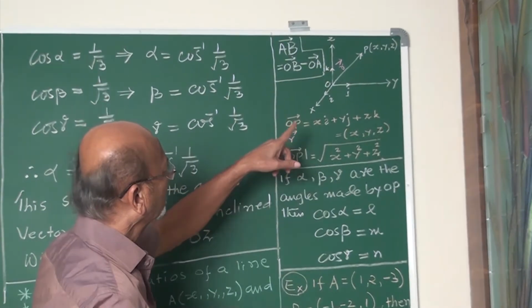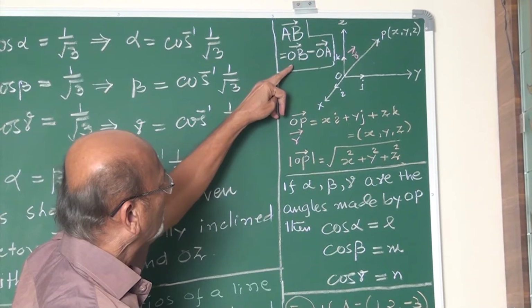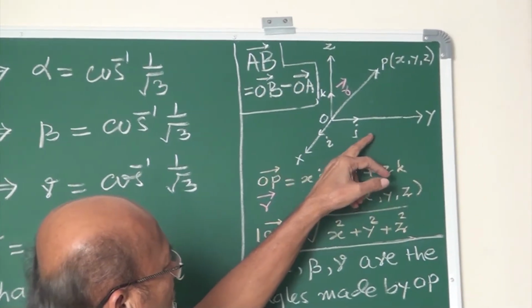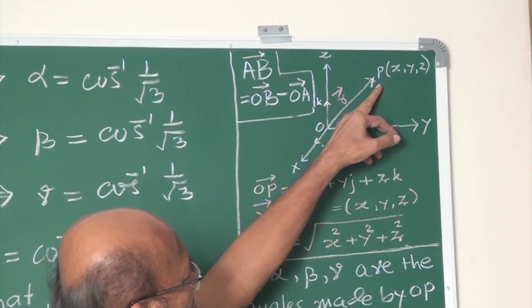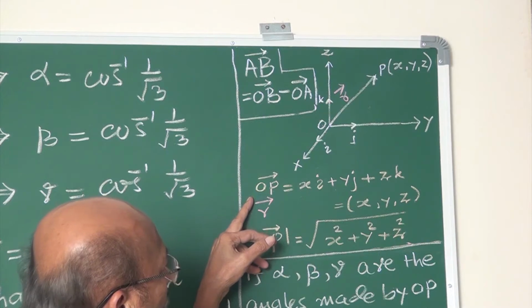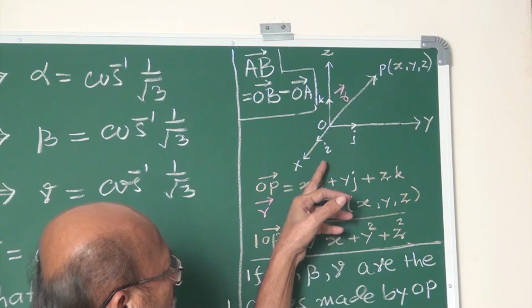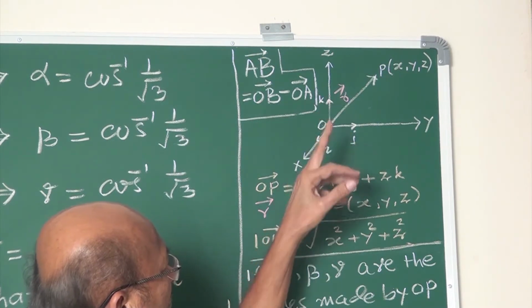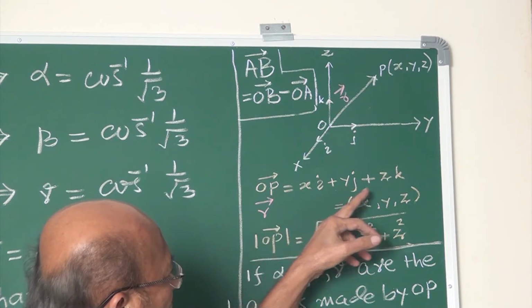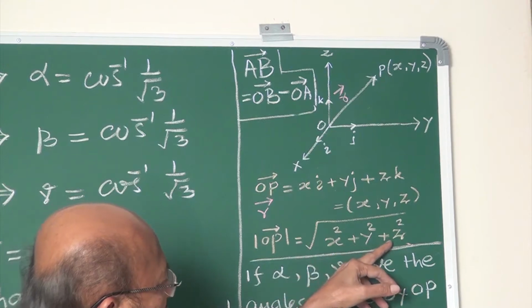This you know once again: vector AB can be written as OB minus OA. Any vector can be converted in terms of its position vectors. First useful result: if P(x, y, z) is a point in space, then vector OP is called the position vector of the point P and is given as x times i, y times j, z times k, where i, j, k are the unit vectors along OX, OY, OZ. Therefore, it is xi plus yj plus zk. Then the magnitude of OP is root of x square plus y square plus z square.